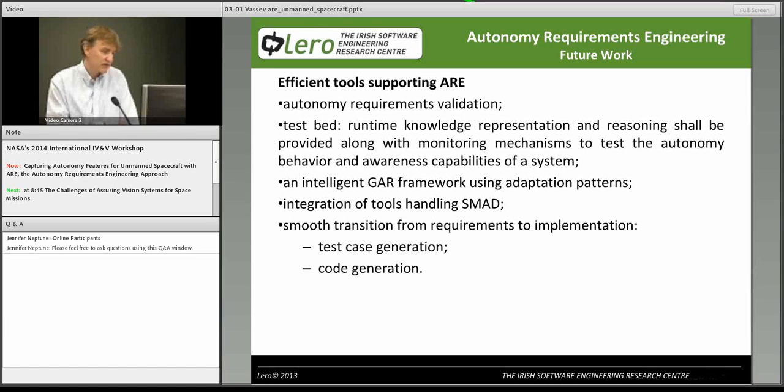So one of the possible ways is to provide facility for test case generation and code generation based on the knowledge models built with NOLAC. So this is it.